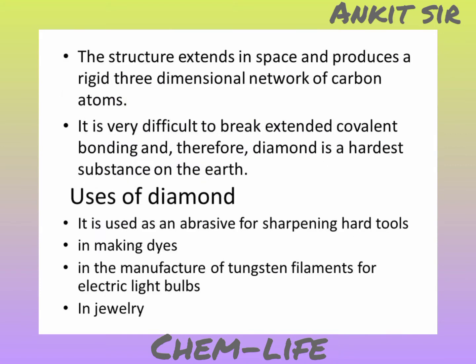The structure extends in space and produces a rigid three-dimensional network of carbon atoms. It is very difficult to break the extended covalent bonding. As you know, the covalent bond is a strong bond, a shared pair of electrons. Therefore, diamond is the hardest substance on earth. Carbon-carbon single bond has a bond length of 154 picometer. Uses of diamond: it is used as an abrasive for sharpening hard tools, in making dies, in the manufacturing of tungsten filament for electric light bulbs, and in jewelry.